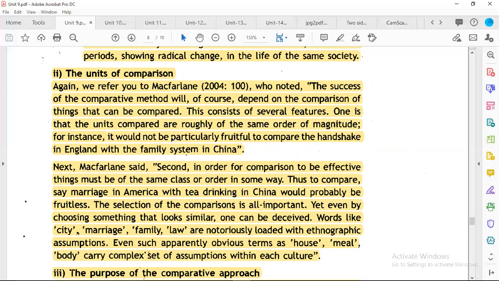If we want to compare between the namaste of India and the handshake of England, that is okay, they are similar in nature. If we want to compare the tea of India and the coffee of China, that is okay, that is similar in nature. That is the main point of the unit of comparison, that the unit should be of a similar magnitude, which the researcher is comparing.